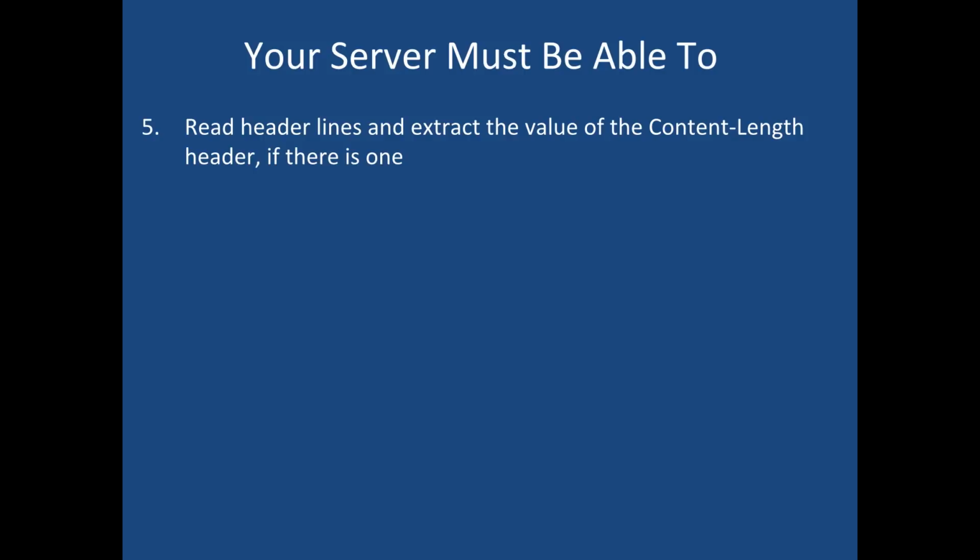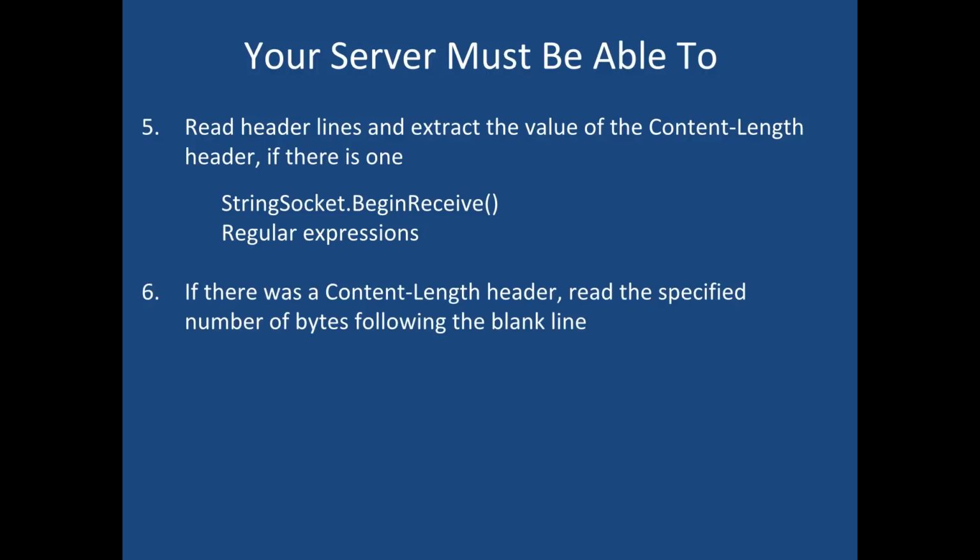If there is a content length header, there will only be one if there's a body, if there's an object in the body. You'll have to read through the headers, and when you find the content length header, you'll have to extract the number of bytes in the object. So we call begin receive, and then you can use regular expressions to examine the lines. As you know, it'll give you back one line at a time. You're looking for one that starts with content length. So you parse out the number of bytes.